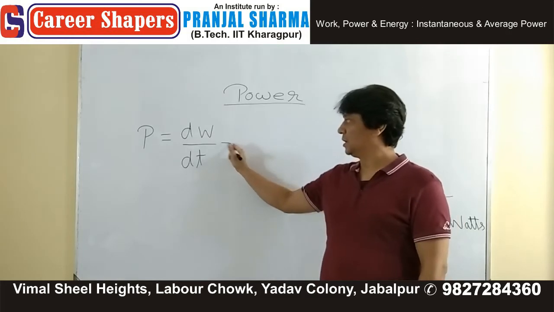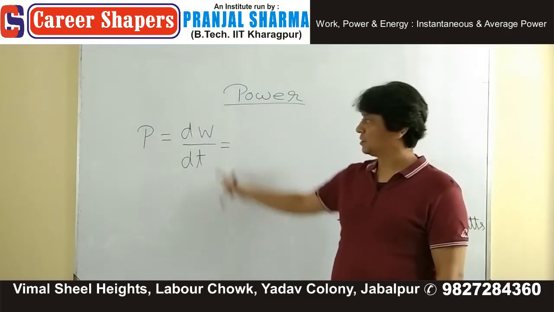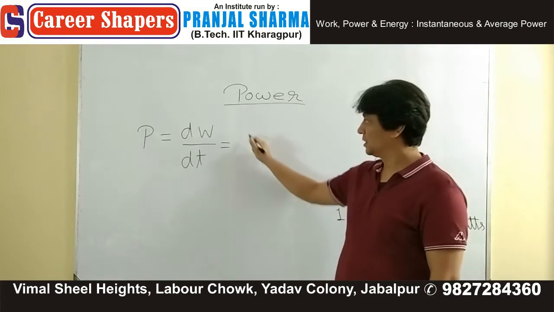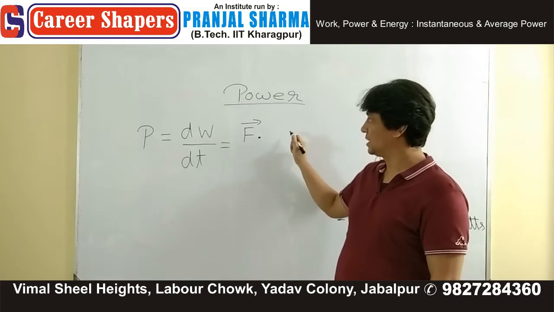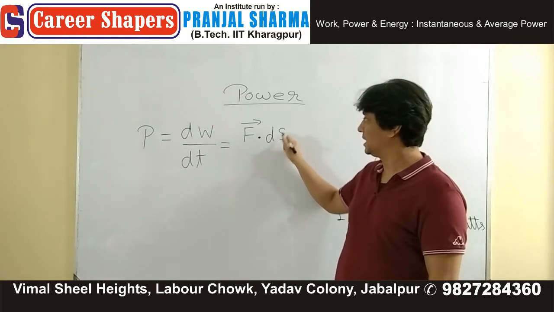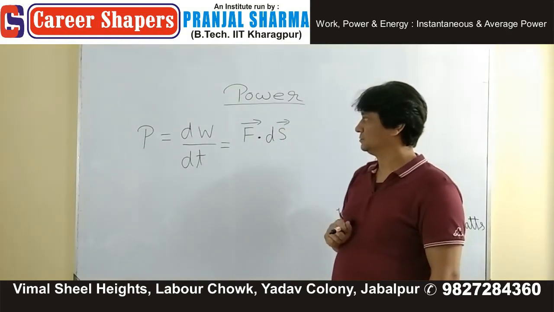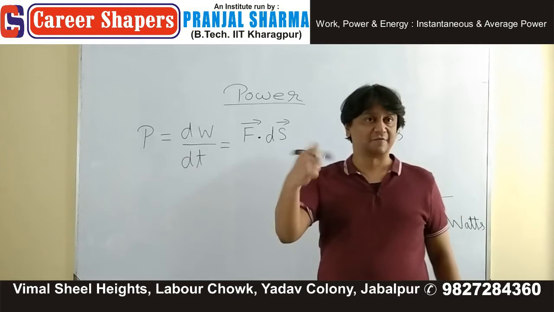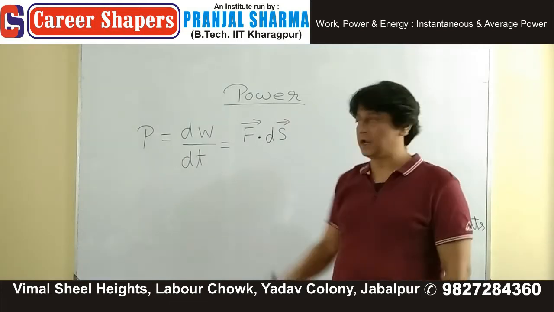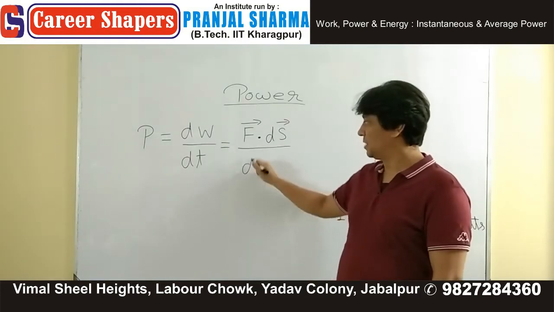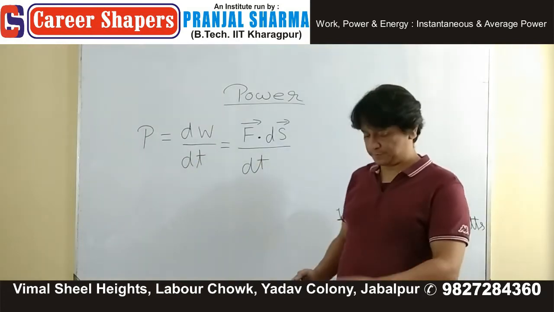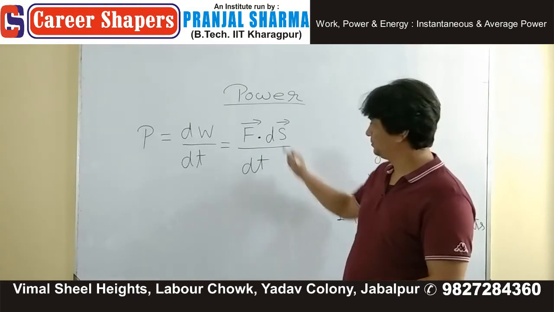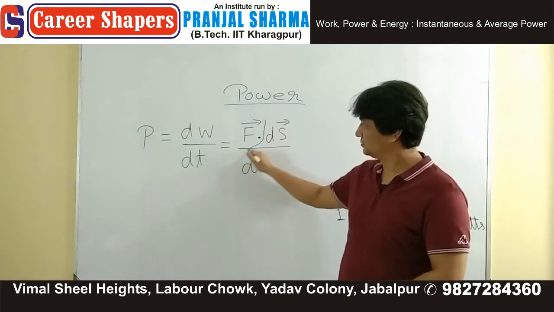But now, let's open this. What is dW? And I hope you remember dW is not F dot S. dW is F dot ds. W is F dot S. What is dW? F dot ds divided by dt. This takes this shape. And in this shape, look at this part now.